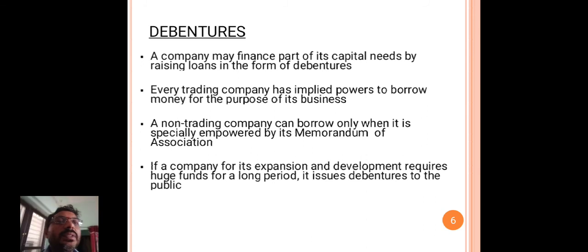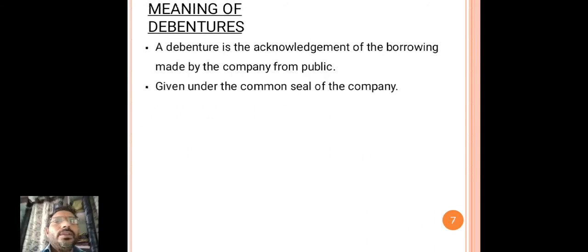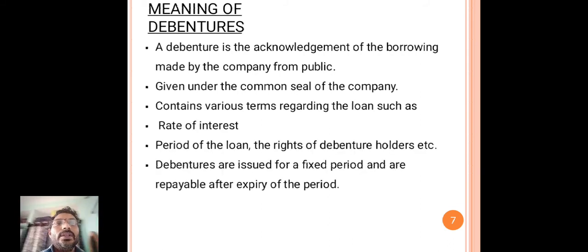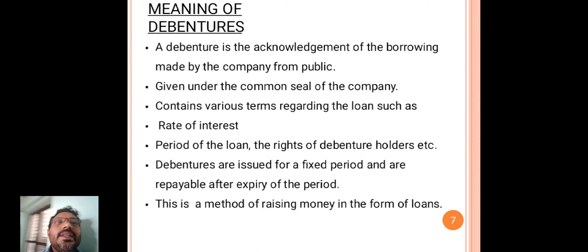A debenture is a kind of loan. The people who are interested in investing money in the form of a debenture can purchase a debenture. It is not like a share. A debenture is the acknowledgement of the borrowing made by the company from the public.